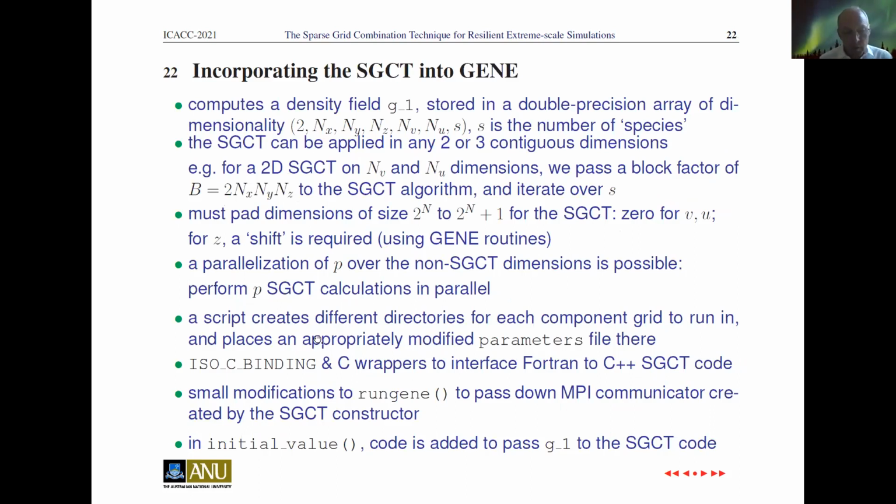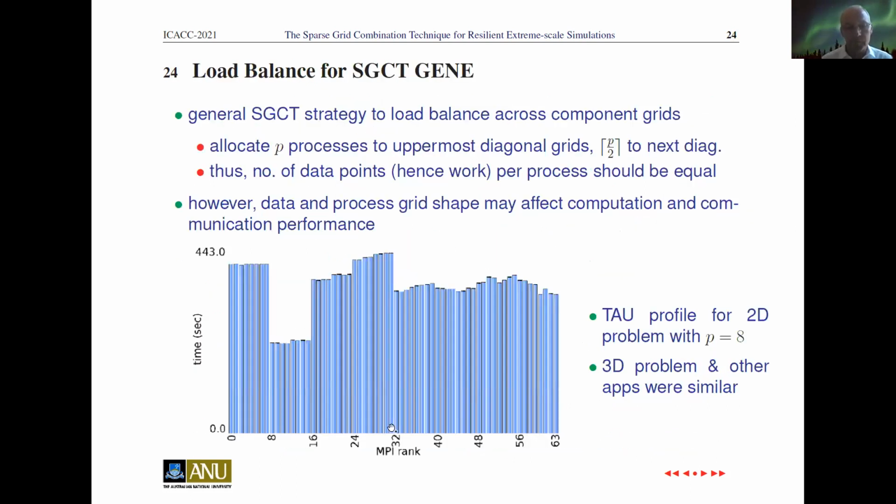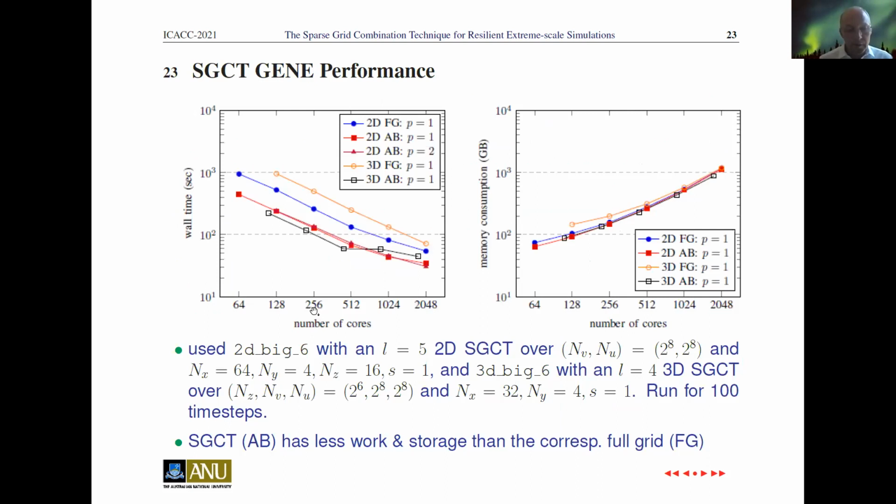Okay. So what happens is that you have all these different directories, one for each process grid, which need their own parameter files. And we had to do a number of other small modifications to the code to be able to support the combination technique. Okay, the performance, if we have a look at this, the full grid is the blue and the orange here, and these points here are the sparse grid techniques. And you can see that these are significantly faster, basically because we're doing much less work.